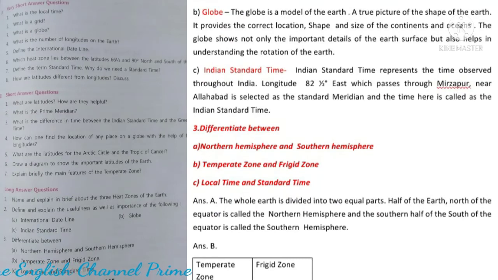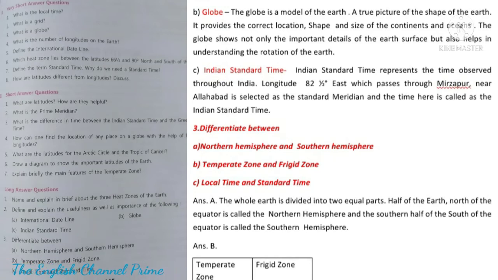C. Indian Standard Time. It represents the time observed throughout India. Longitude 82½ east, which passes through Mirzapur near Allahabad, is selected as the standard meridian, and the time here is called the Indian Standard Time, IST.